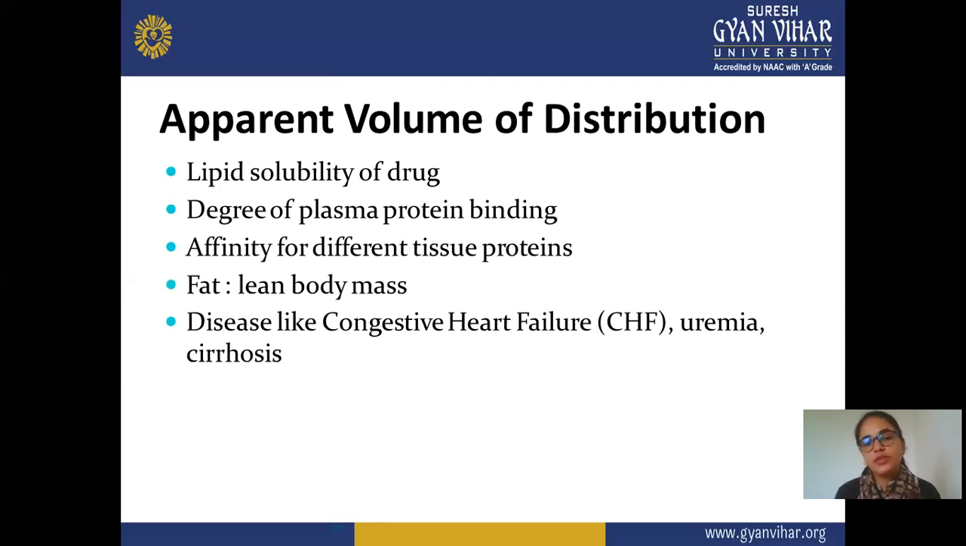Next is affinity for different tissue proteins, meaning that according to different tissues or sites, the affinity of a drug may vary. In a particular tissue it can bind more, or it can bind less in a different tissue. So affinity is also an important parameter. This affinity depends on the drug nature or type of drug, how much the drug binds to that particular tissue.